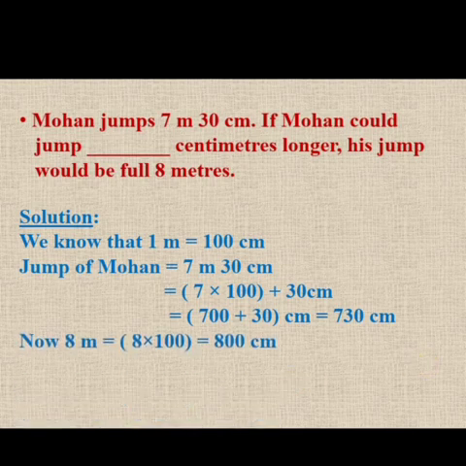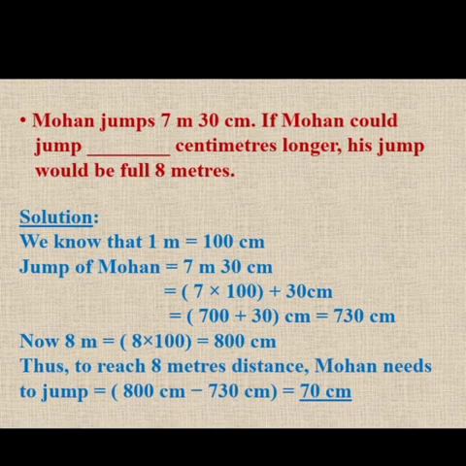You all know that 8 meter is equal to 8 multiplied by 100 centimeter is equal to 800 centimeter. Thus, to reach 8 meters distance, Mohan needs to jump 800 centimeter minus 730 centimeter. If you subtract 730 from 800, you will get 70 centimeter. That means if Mohan could jump 70 centimeters longer, his jump would be full 8 meters.